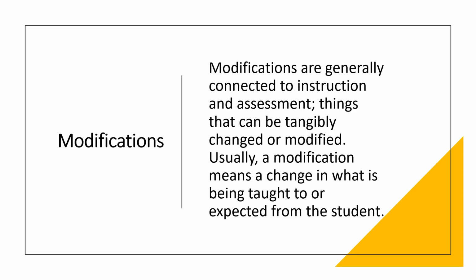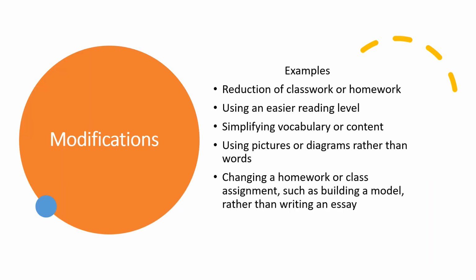Modifications are generally connected to instruction and assessment. Things can be tangibly changed or modified. Usually a modification means a change in what is being taught or expected from the student. So some examples of this are a reduction of classwork or homework, using an easier reading level, simplifying vocabulary or content, using pictures or diagrams rather than words, and changing a homework or class assignment such as building a model rather than writing an essay.